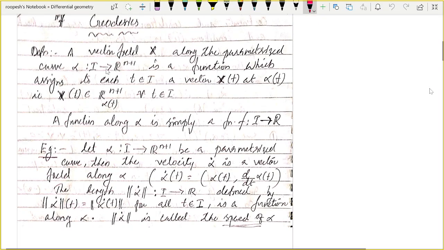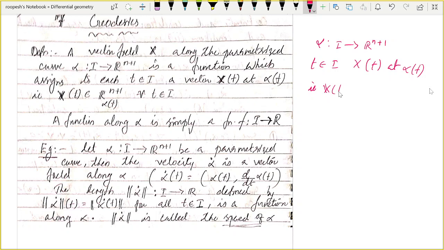The vector field X along a parameterized curve alpha. Suppose alpha is given as a parameterized curve from I to R^(n+1). Then for each point t belonging to I, we have a vector X(t) at alpha(t), that is, X(t) belongs to R^(n+1) at alpha(t) for every t in I. We already know that whenever we have alpha, we have a vector field X along the parameterized curve alpha. That means the vector field we have already defined.